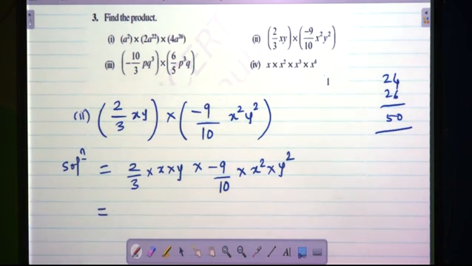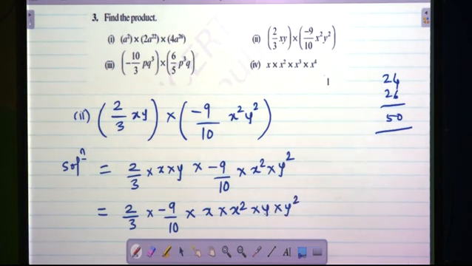So this becomes 2 upon 3 multiplied by minus 9 upon 10 multiplied by x into x square multiplied by y into y square. I have brought the similar variables together and the fractions together.